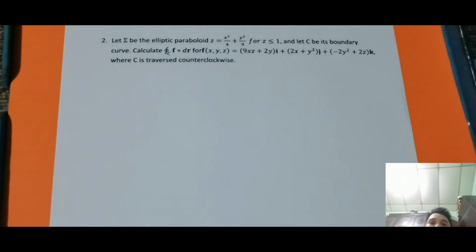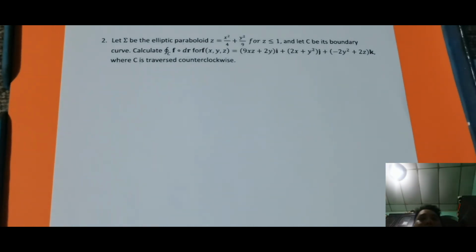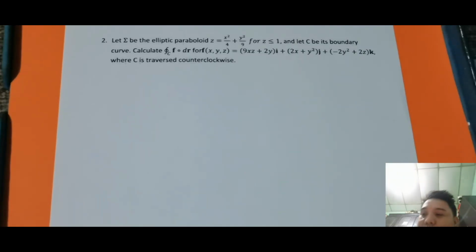Okay, so check natin, no? Let sigma be the elliptic paraboloid. So, ano ba yung elliptic paraboloid? So, z, ayun eh, paraboloid. Z is equal to x squared over 4 plus y squared over 9, for z less than or equal to 1. So, let c be its boundary curve. So, calculate the closed integral c of f dot dr for f of x, y, z equal to 9xz plus 2y i plus 2xy plus 2x plus y squared j minus 2y cubed plus 2z k, where c is traversed counterclockwise.